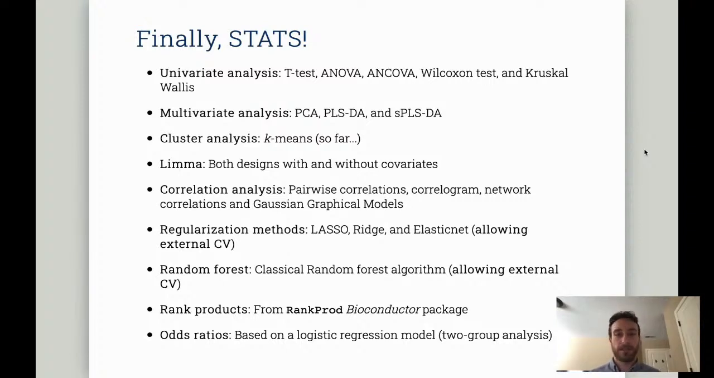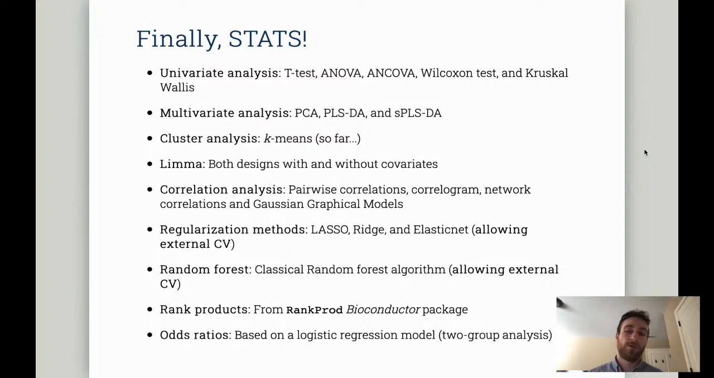So we can do the same here, models with and without covariates, but in a super easy way. We have different correlation analysis methods too, regularization methods as lasso, ridge, and elastic net, allowing external cross validation. This is important. The same for random forest. We can fit a classical random forest classification algorithm, allowing this external cross validation. I'll talk about that in a couple of slides. Finally, rank products and odds ratio for binary outcomes.